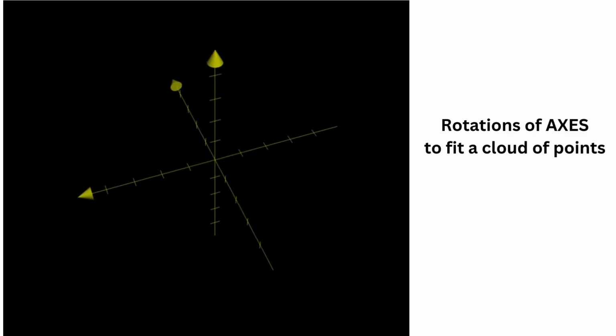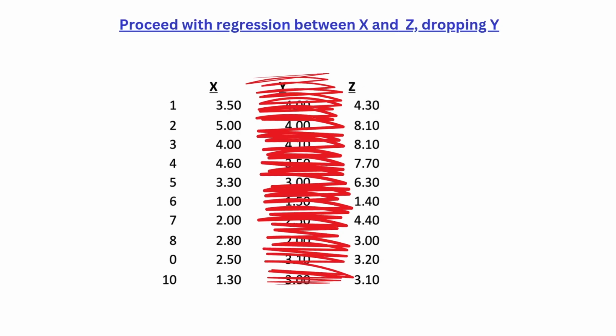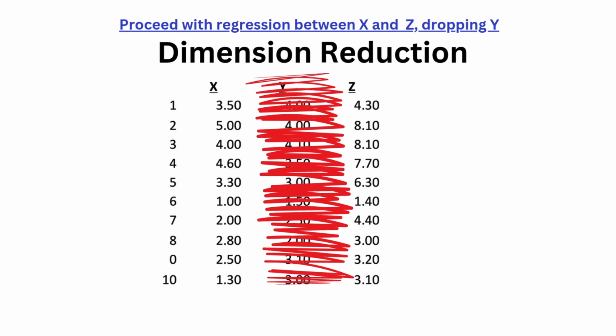So, where do we go from here? Well, similar to the original conclusion in our previous video, we simply drop the y-axis and proceed with the regression between the remaining axis x and the dependent variable, the variable z in our case. And that's it. That's the dimension reduction we were looking for.